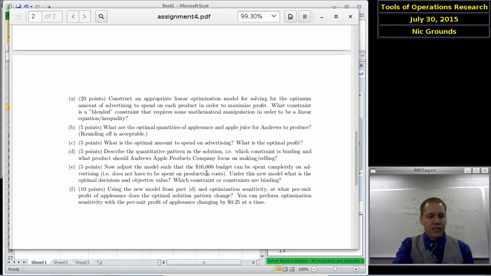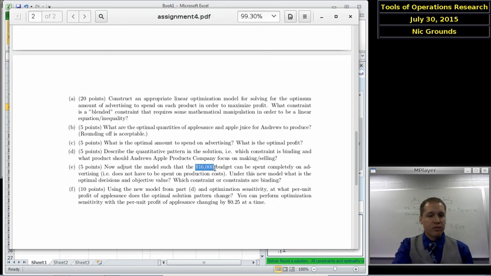Now adjust the model such that the $16,000 budget can be spent completely on advertising, just meaning we don't have to account for production costs anymore. So it doesn't matter how much production costs we have. Obviously, we're going to make more profit than that. Let's just limit the ad expenses to $16,000 and see how much we would spend.